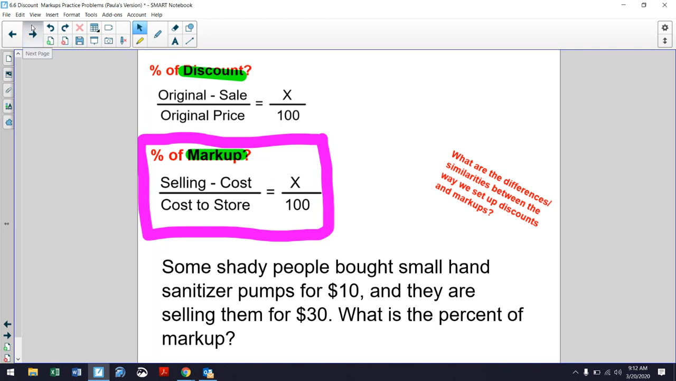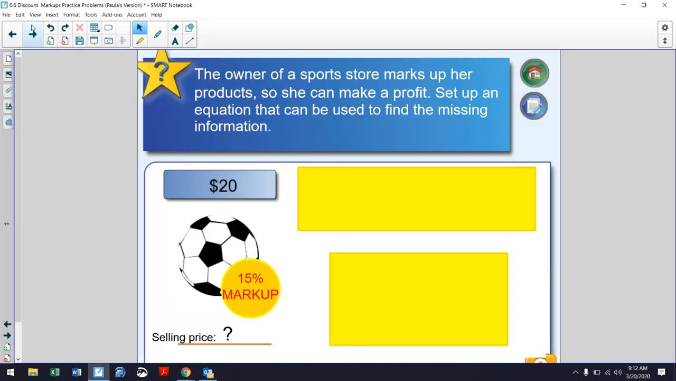So let's look at a few examples together. So this is an owner of a sports store, and she's marking up her products so that she can make money or make a profit. So if she bought this soccer ball for $20, so here's how much she bought it for, the cost to the store, the cost to that store owner, and she wants to sell it at a 15% markup. And we're trying to find out then what is the selling price for the consumer.